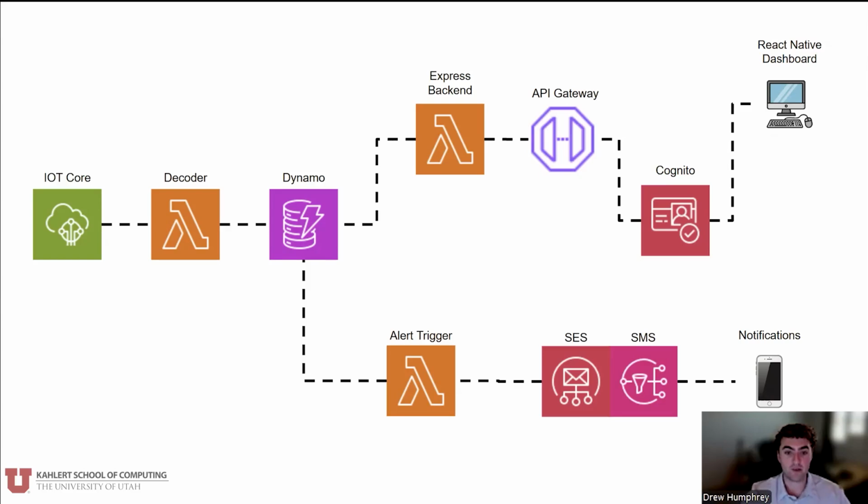We went full AWS for our project and built a serverless cloud architecture. To start, we have our AWS IoT Core, which handles device management and some data routing. It routes over to a decoder Lambda, which takes the raw packets transmitted from the devices and turns them into usable JSON. It gets dumped into a NoSQL database, which for us is DynamoDB. From there, we have two different routes.